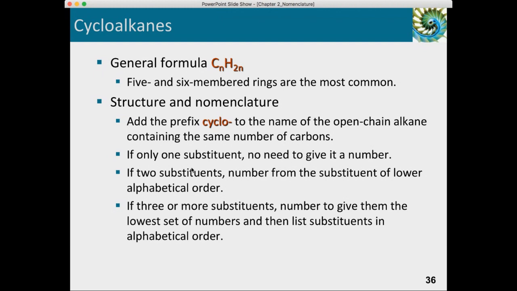If you have a substituent, you only have to name the substituent. You don't need to give it a number because it's just one. When you have only two substituents, that could be the number one. And if you have three or more, you basically assign them the lowest set of numbers. Once you have them with the lowest set of numbers, you order them alphabetically, exactly as before.